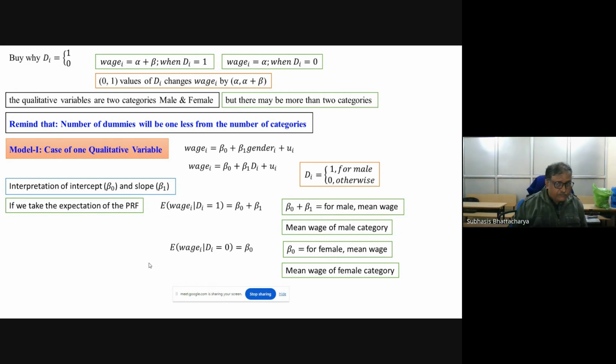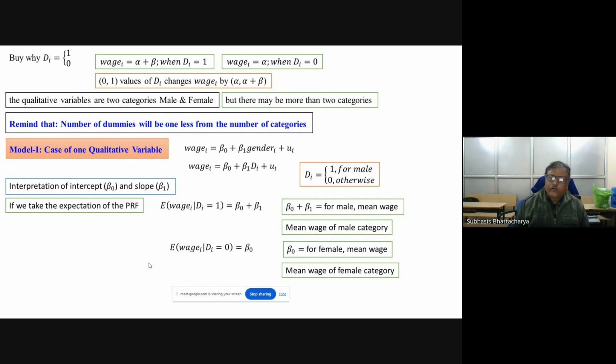As our equation is framed, the mean wage of the female category is beta 0. So if I ask by what amount the males are getting more wage compared to the females, we take the difference of these two, and that is beta 1. Now go back to that equation: wage is equal to beta 0 plus beta 1 gender. What is the interpretation of beta 0 and what is the interpretation of beta 1?